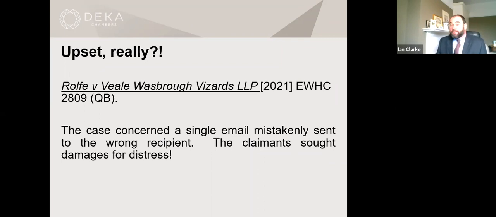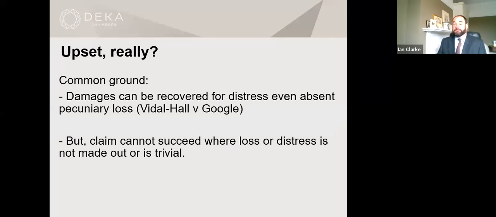They tell Mr. and Mrs. Rolfe, and the claimants bring a claim again in the High Court, saying they're terribly upset, and it all gets sent down to the master's corridor. The claimants say, we value this claim at about £3,000. They wave in their hand a cost budget for £50,000, which perhaps is a touch on the optimistic side, and the defendants apply to strike out the claim.